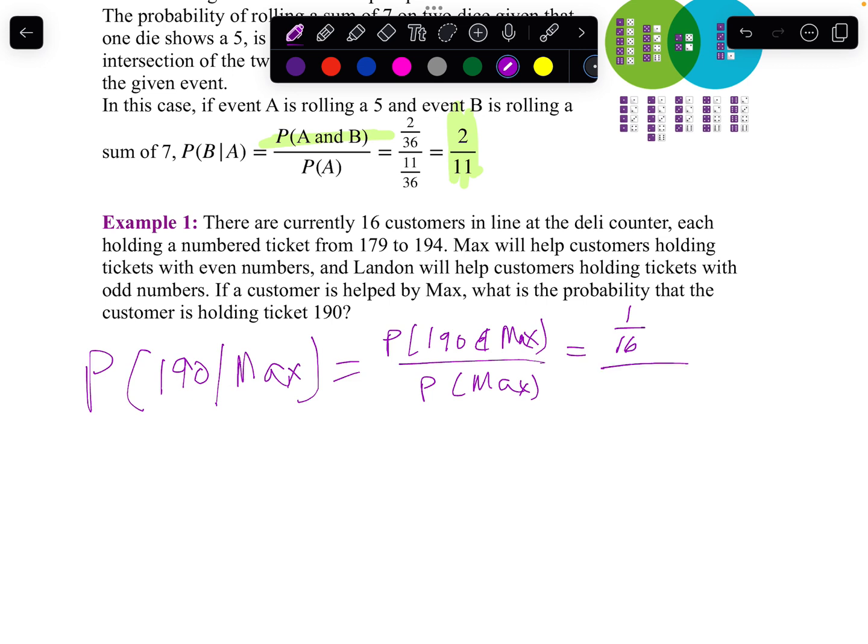Divided by the probability you've been helped by Max. Well, Max helps the even customers, so there's 8 even numbers out of 16. Notice that's the same thing as 1/16 times 16 over 8. So in other words, you got a 1/8 chance. Probably could have figured that without doing all that rigmarole, or 12.5%. Because there's only 8 even numbers, and one of them was 190. That's what we do.